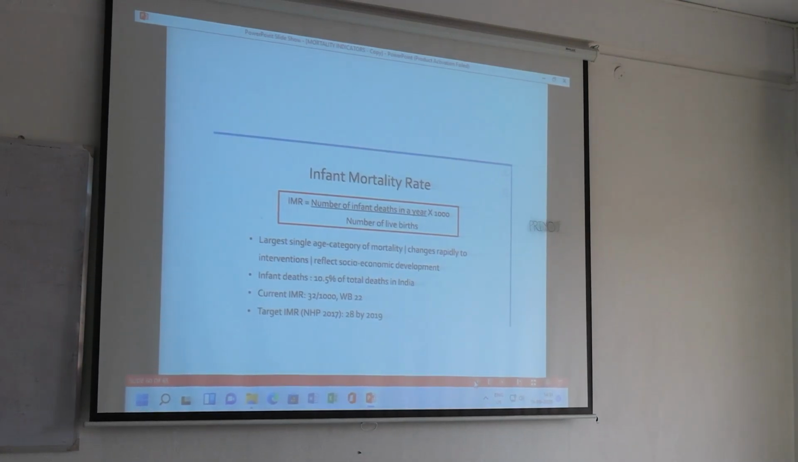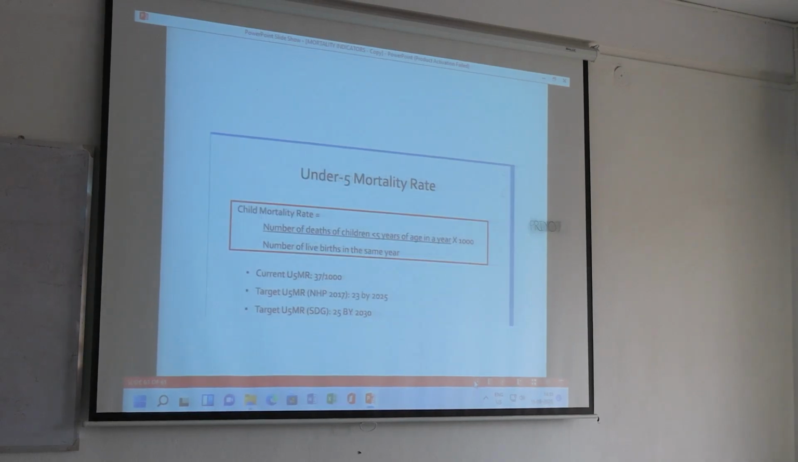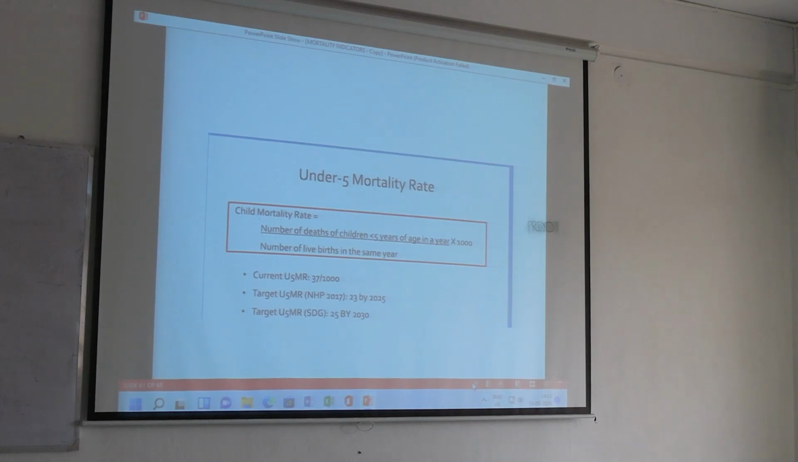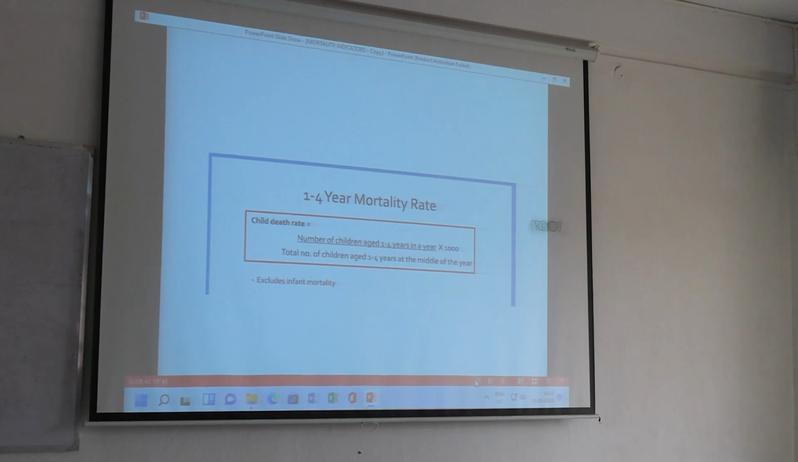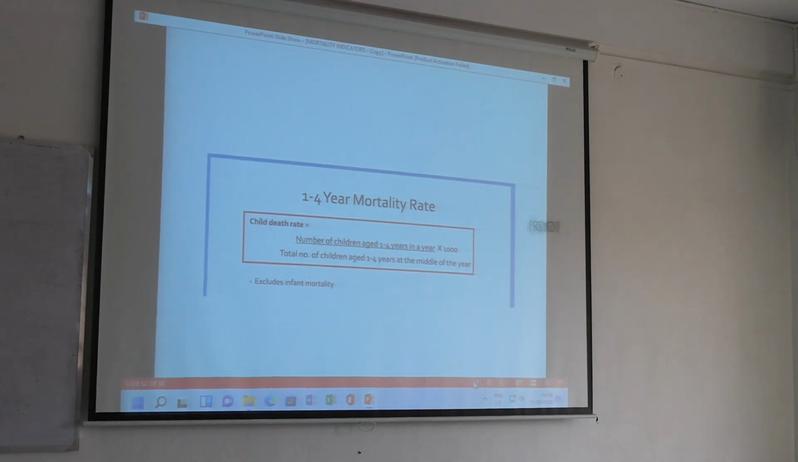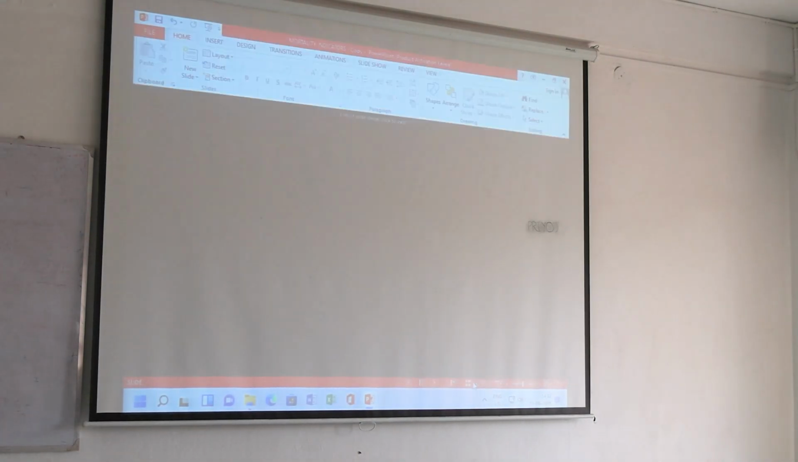The IMR is the number of infant deaths divided by the number of live births. So this is IMR. Child mortality is the number of deaths of children under 5 years divided by the number of live births. For 1 to 4, as the name says, it is the number of deaths between 1 to 4 years divided by the number of children, not live births. Live births are used only in the previous ones. This one is children aged 1 to 4 years. So I think that's all for this.